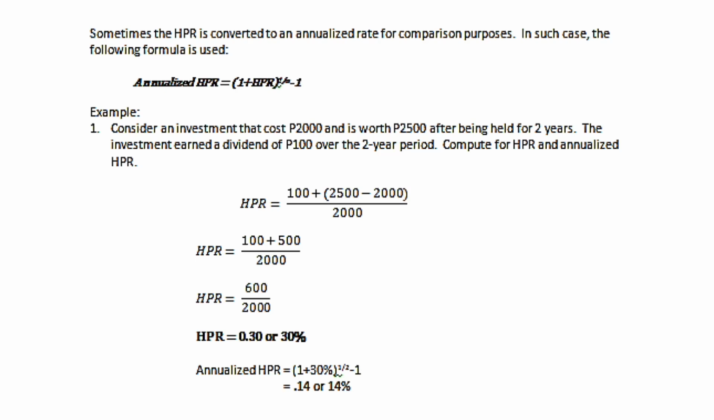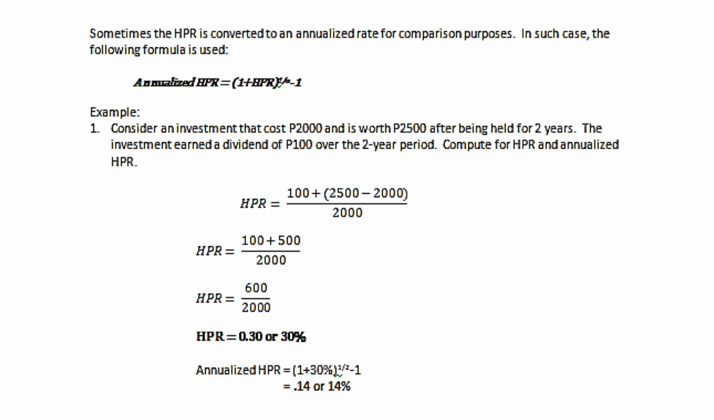Let us take a look at the example given. Consider an investment that costs 2,000 pesos and is worth 2,500 pesos after being held for 2 years. The investment earned a dividend of 100 pesos over the 2-year period. How do we compute for HPR and the annualized HPR?